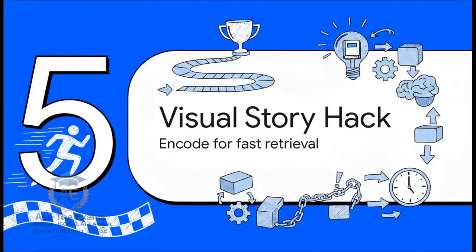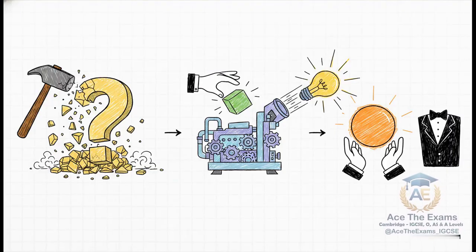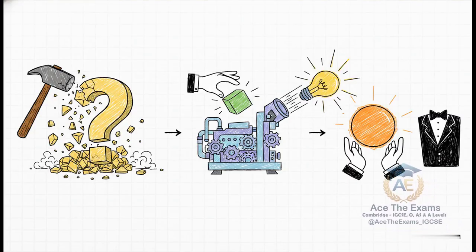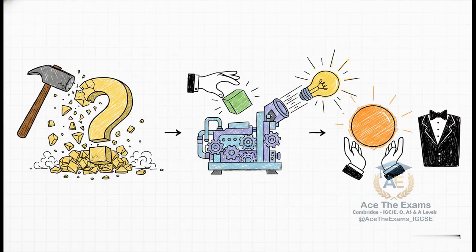Section 5, the visual story hack. Encoding concepts for fast retrieval. We are nearing the end of the run, so let's lock in your memory. As we race toward the finish line, let's look at a memory hack to lock your pacing and structure into place under extreme exam pressure.